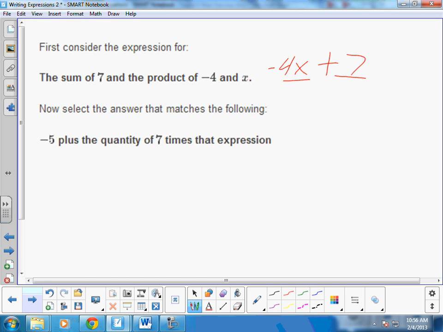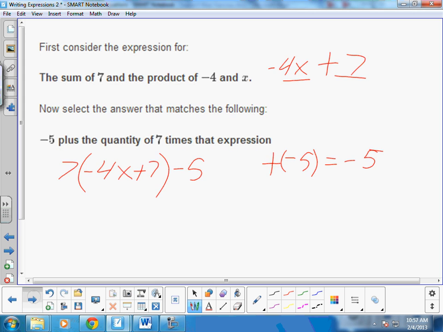It says a negative 5 plus the quantity of 7 times this quantity, a negative 4x plus 7, and we're adding a negative 5. That's the same as subtracting 5. Adding a negative 5 is the same as just subtracting 5. You need to know that. That is the subtraction identity, subtraction rule.